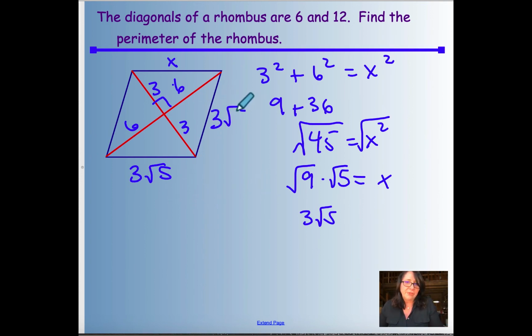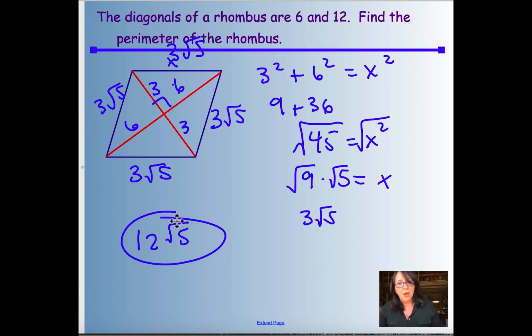So if one of my sides is 3 root 5, option A is to just count 3 root 5 plus 3 root 5 plus 3 root 5 plus 3 root 5. So what is that? 4 times 3 root 5, so that's going to be 12. 3, 6, 9, 12 root 5. And this is units because it's perimeter. Or I could have just taken 3 root 5 and multiplied it by 4 sides. And remember, numbers get multiplied by numbers. So that would have been 12 root 5.